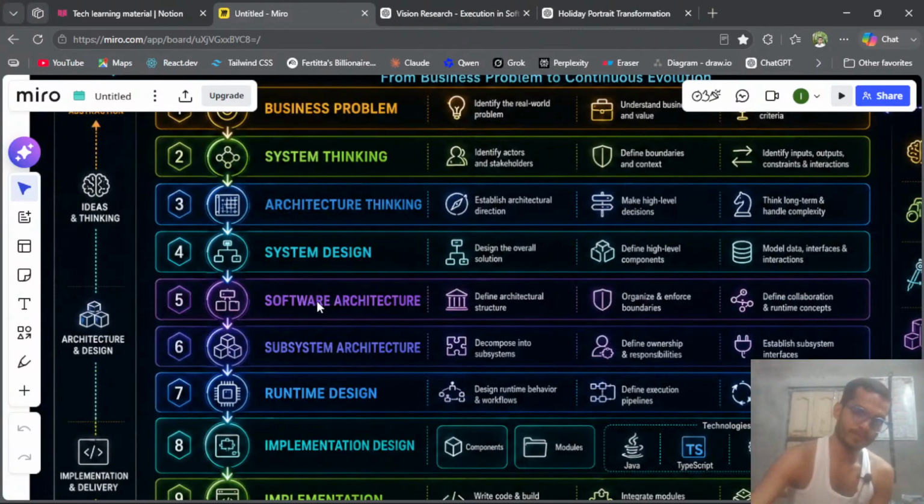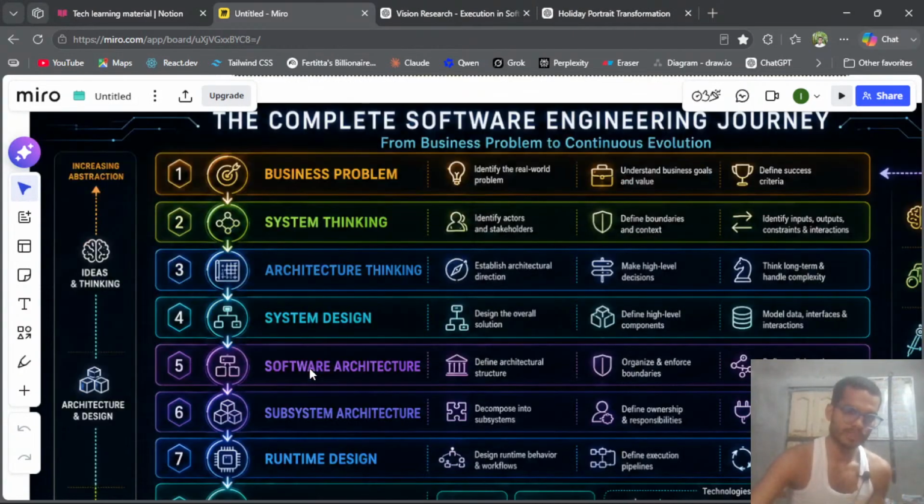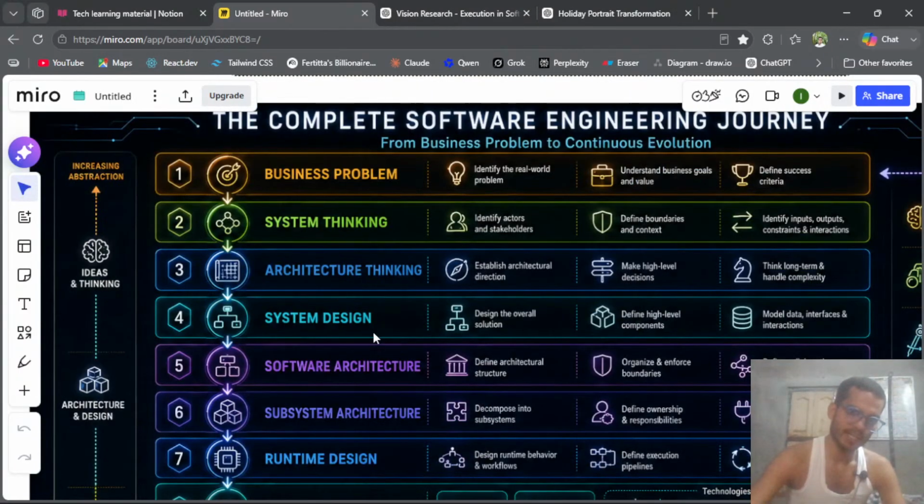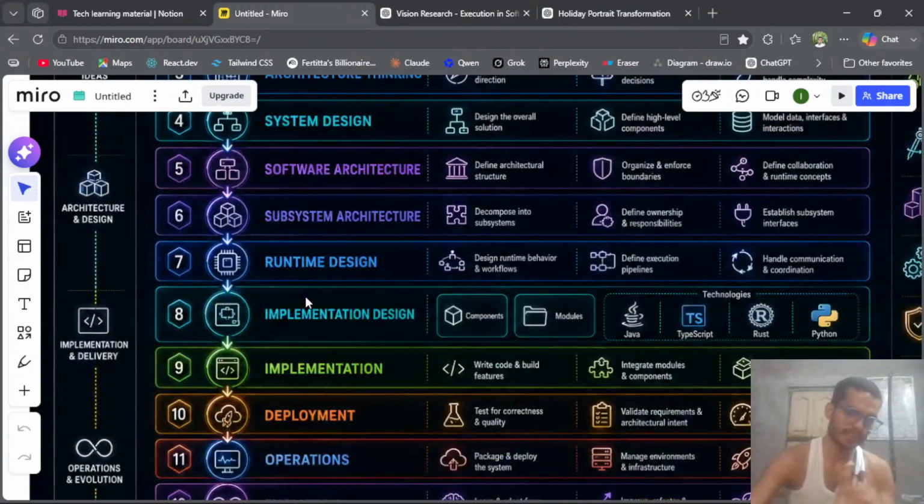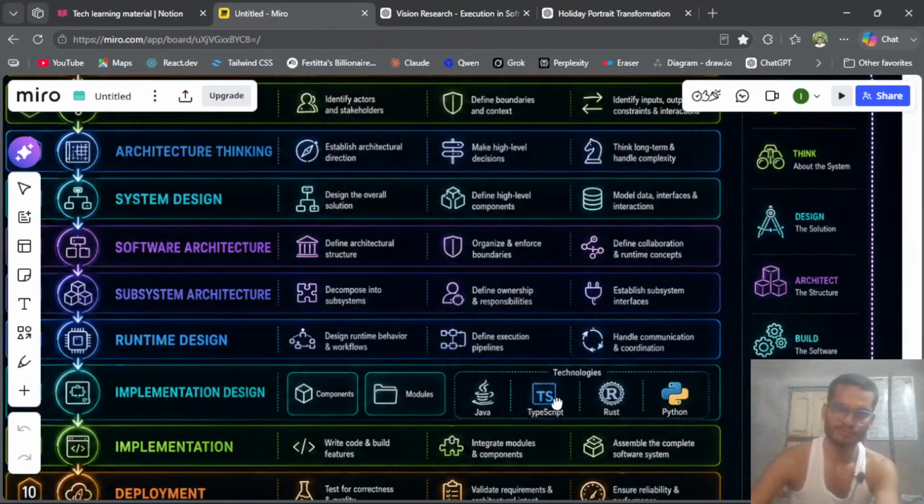If you don't understand this part, I recommend you go through thousands of videos that exist on system design and architectural thinking. So I just created a very high-level overview of each point, each stage, so you can see the diagram, whatever things you need, right?